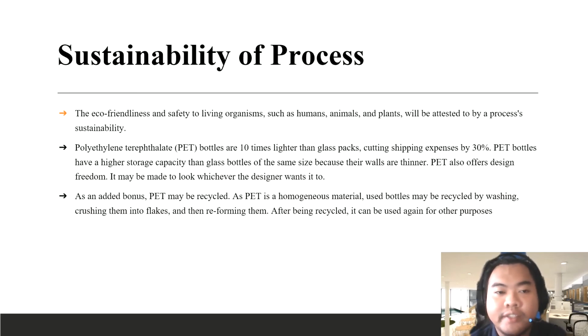And lastly, as an added bonus, PET may be recycled as it is a homogeneous material. Used bottles may be recycled by washing, crushing them into flakes, and then reforming them. After being recycled, it can be used again for other purposes. That's all from me. We will move to the next presenter.